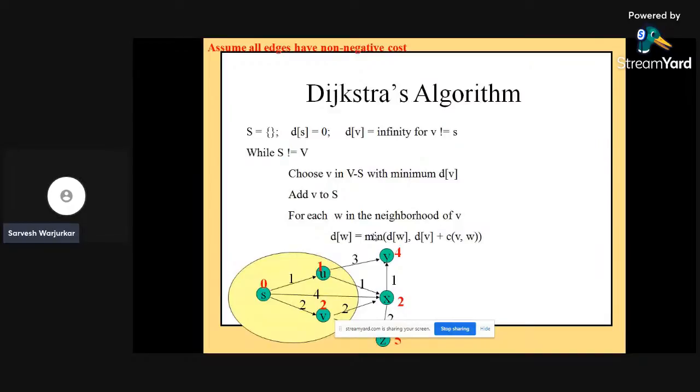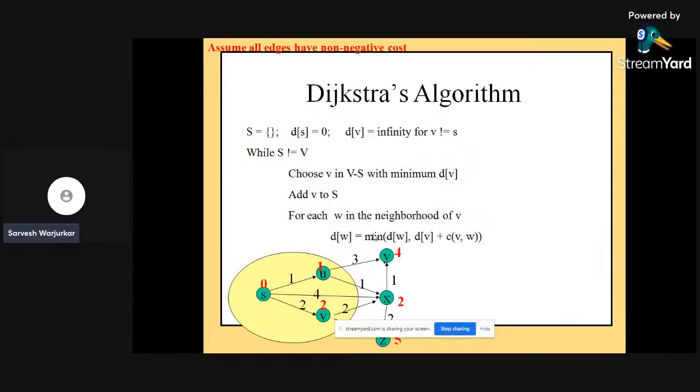Assume all edges have non-negative cost. Non-negative means it may be zero or it may be more than zero. Any positive value will be the weight for Dijkstra's algorithm. Initially, we start with S, and d of S is equal to 0, where infinity is for the nodes not in S. While S is not equal to V, that means the source is not equal to the destination, we choose V in V minus S with minimum d of V, and add V to S.